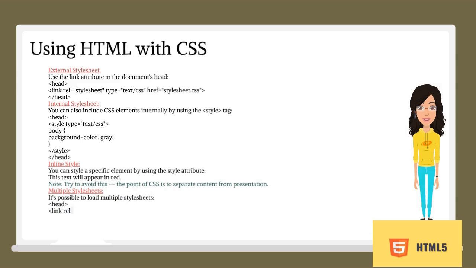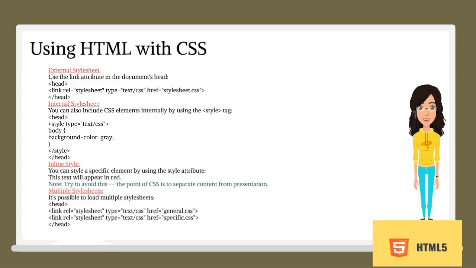First is the external style sheet. Use the link element in the document head, as you can see in the code. You can also use a style sheet provided from a website via the Content Delivery Network, or CDN for short.